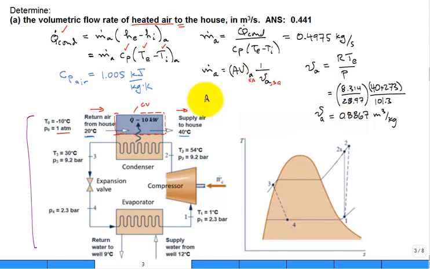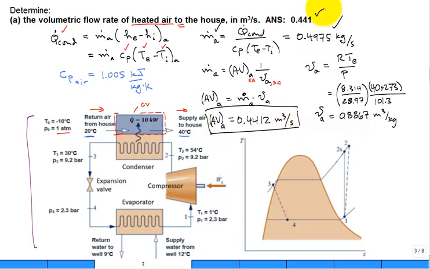So the volumetric flow rate of the supply air is just that mass flow rate times that specific volume of the air. Okay, and so we have the mass flow rate of the air calculated right here. We have the specific volume, and you calculate the volumetric flow rate of the supply air, and it comes in at 0.4412, too many digits, but there you go, meter cubed per second. All right, let's go to part B.